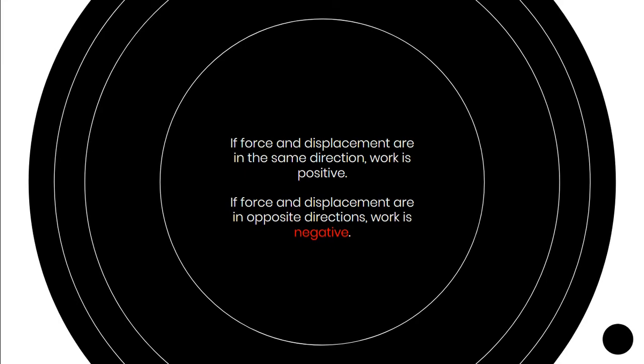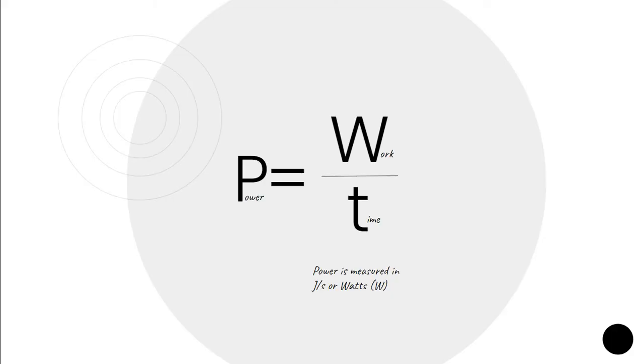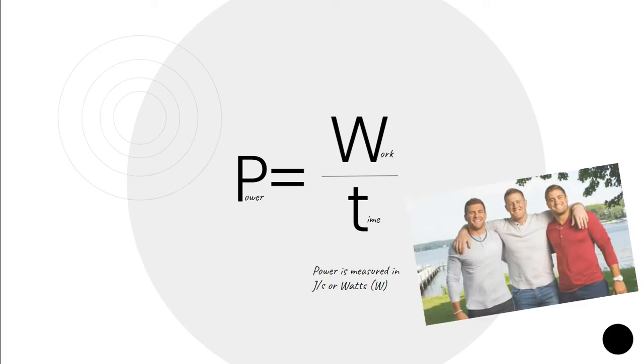Now, work can seem a little bit complicated, but it's not that bad. Really, all you're doing is multiplying your force and your displacement that's in the same direction. If you want to go the next step and talk about power, which we also considered in our lab, that's a little bit more simplistic. Power is just equal to the amount of work that we do in a given period of time. So power is equal to work divided by time. That means its units are joules per second or just watts.